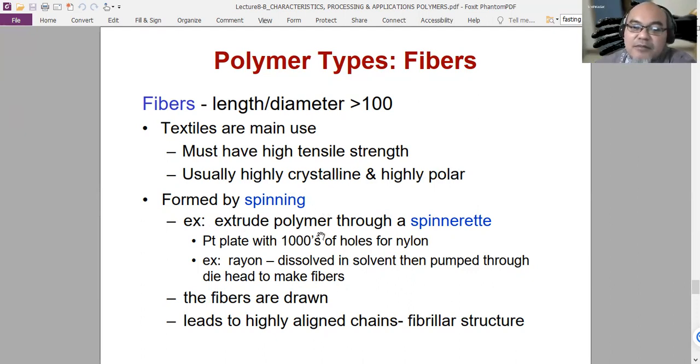The polymer is extruded through a spinneret, for example a platinum plate with 1,000 holes for nylon. In the rayon example, this is a kind of textile which also has cotton as its ingredient mixed with other fibers, dissolved in solvent, then pumped through a die head to make fibers. The fibers are drawn and lead to highly aligned chains, a fibrillar structure.